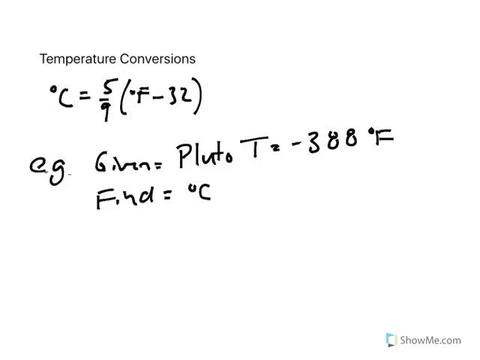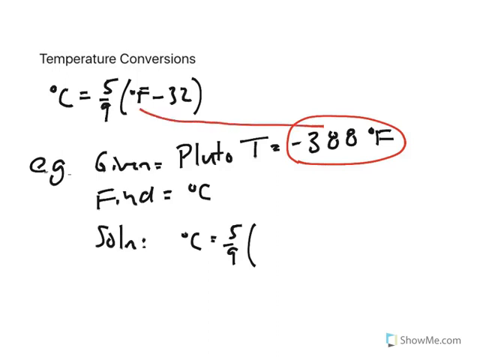Let's do an example. Let's say you're given Pluto. Well, the temperature of Pluto at its surface is around minus 388 degrees Fahrenheit, say. And let's say you wanted to find the degrees Celsius. You would use the equation degrees Celsius is equal to 5/9 times the parentheses of degrees Fahrenheit minus 32. So we plug in minus 388 degrees Fahrenheit where we see the degree Fahrenheit symbol. So we have minus 388 degrees Fahrenheit minus 32 degrees Fahrenheit, and we solve.